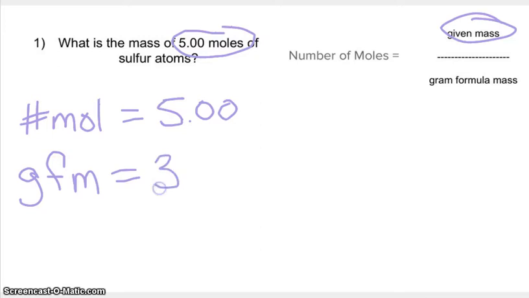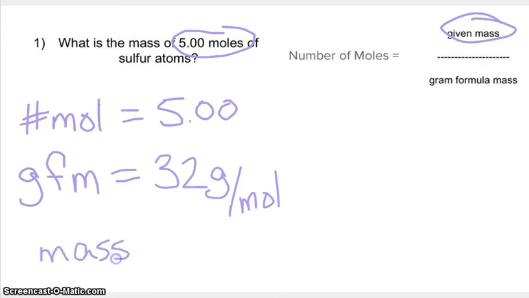And we're going to say that sulfur has a GFM of 32 grams per mole. And that means we are looking for our mass, which is our missing variable. Okay, so we have two pieces. We're solving for the one missing piece, which in this case is given mass. Now that we know our pieces, we're going to plug it into our equation.